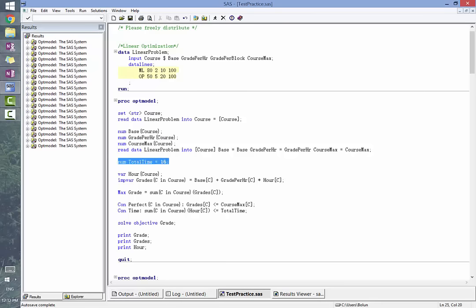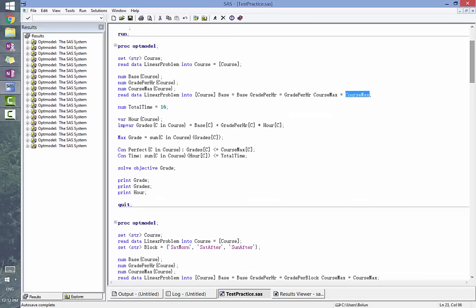Finally, we're just going to create a total time equal to 16 to denote study time. We probably could have done the same with the course max, but I just wanted to demonstrate you can do this in either way. So here's our decision variable using the var statement. Our number of hours spent on each course is indexed by course. And right now we can calculate an impvar, which is the grade that you will achieve in a given course. And this is an impvar because it depends on our decision variable. So the grade in course C, here is the notation for it.